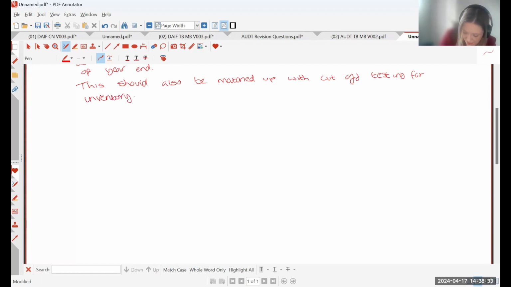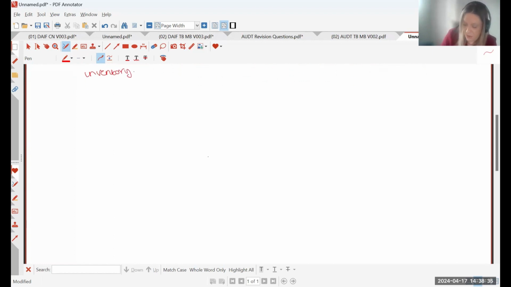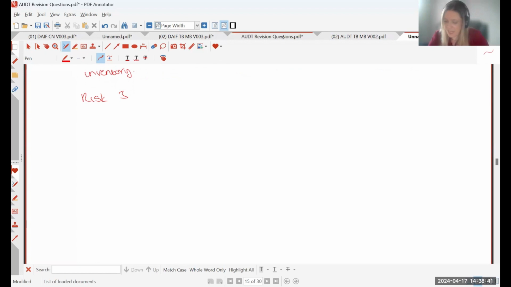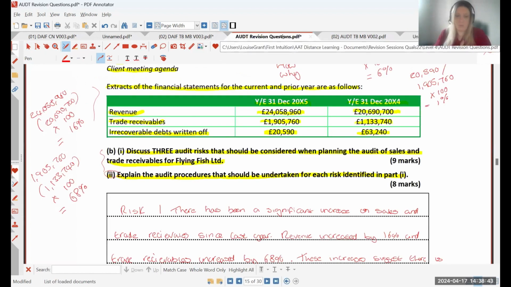Okay, and that's risk 2 done. And we can now move on to risk 3. So risk 3 is definitely going to be looking at these irrecoverable debts, right? Our irrecoverable debts have decreased by 1/3, whilst trade receivables and revenue have increased significantly. So there's definitely a risk here. What is the risk though?